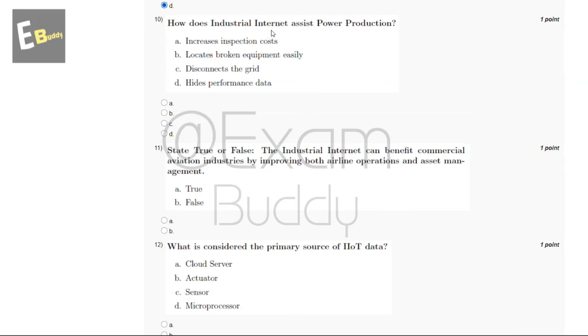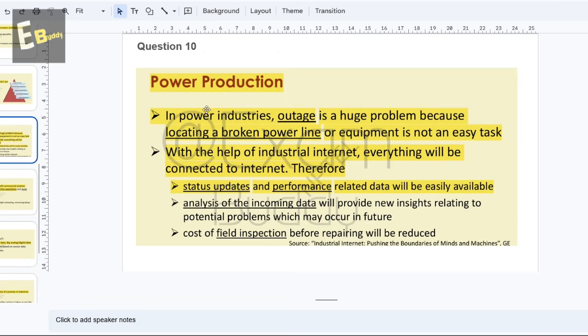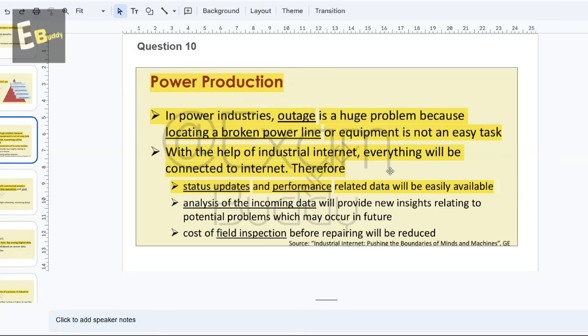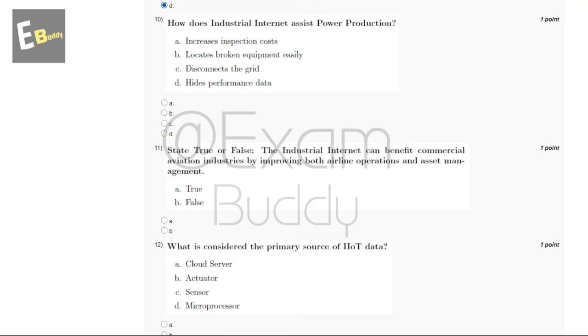How does the industrial internet assist power production? So these are the options, and now let's check the explanation. The explanation says in power industries, outage is a huge problem because locating a broken power line or equipment is not an easy task. With the help of the industrial internet, everything will be connected to the internet. Therefore, status updates and performance related data will be easily available. So the answer for our 10th question is B. And now let's go to our question number 11.